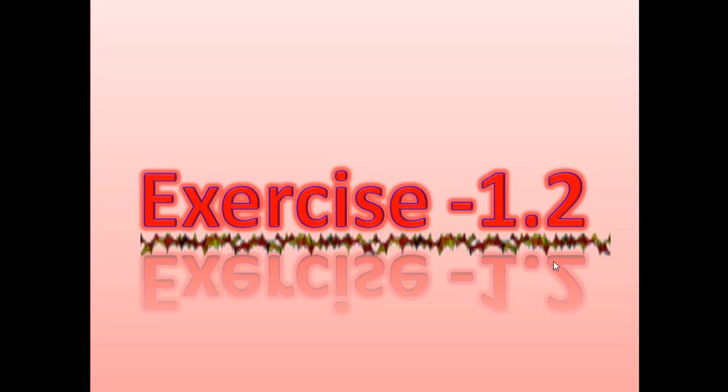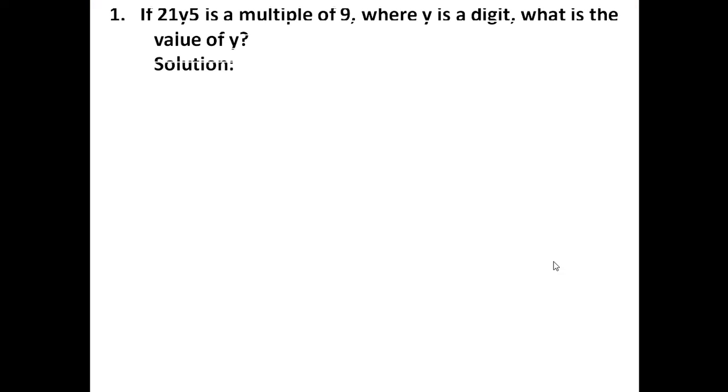Exercise 1.2. The first sum is: if 21y5, where some digit is replaced with an alphabet, is a multiple of 9 where y is a digit, what is the value of y? So they are giving a 4-digit number where one digit is replaced with the alphabet y, and they have given that this number is a multiple of 9. We have to find the value of y.